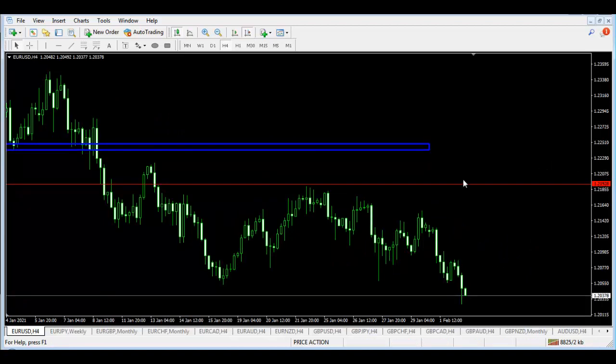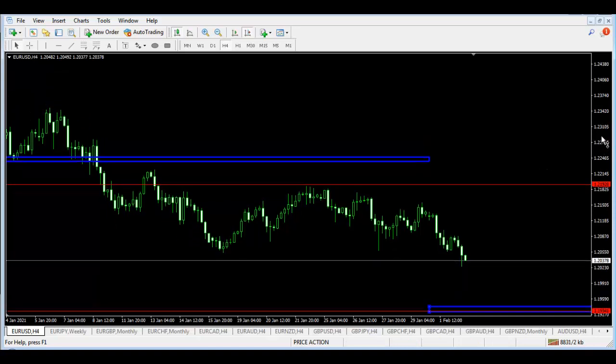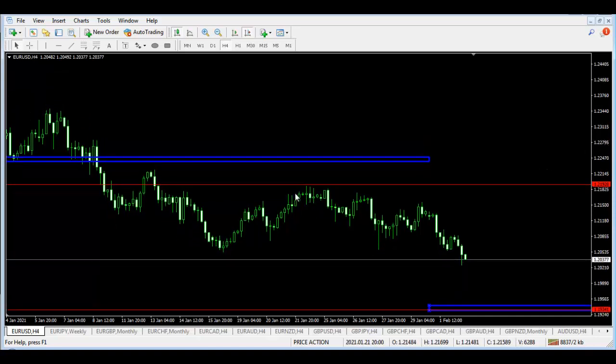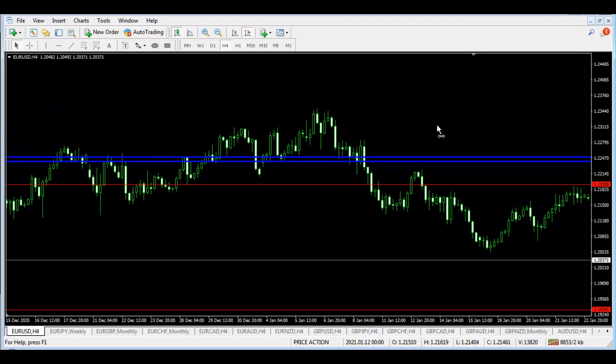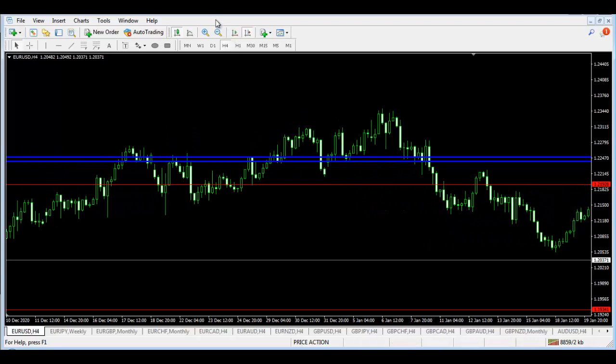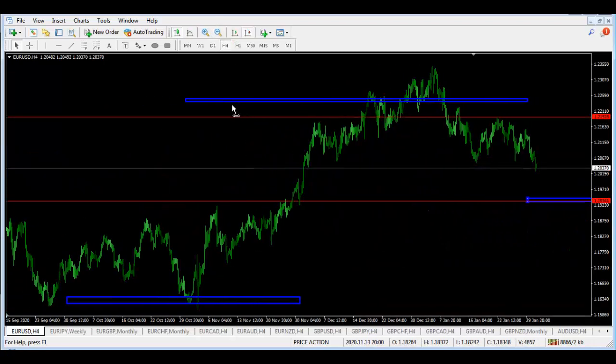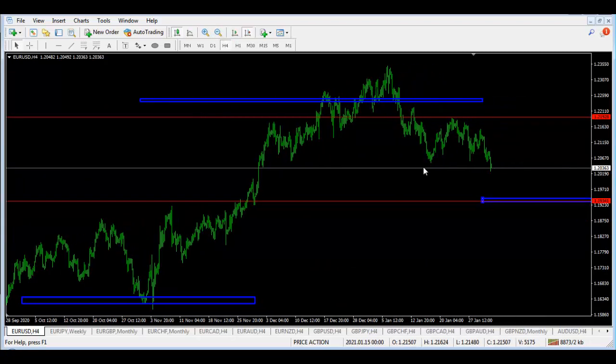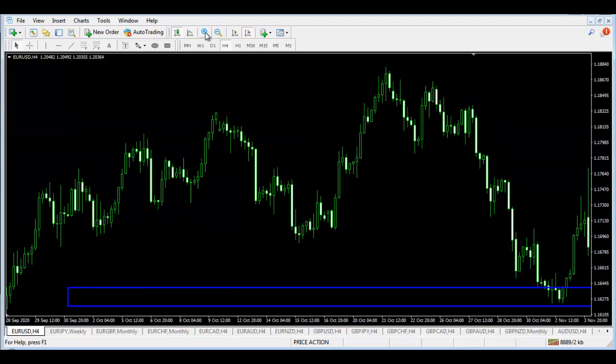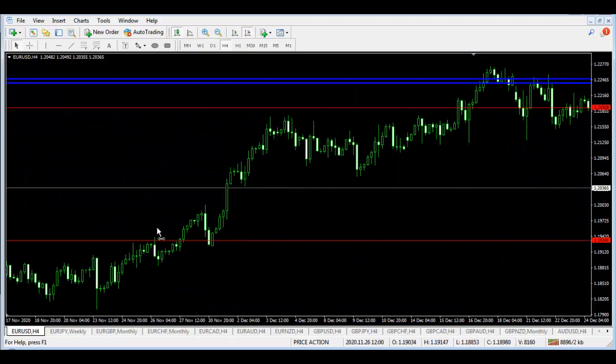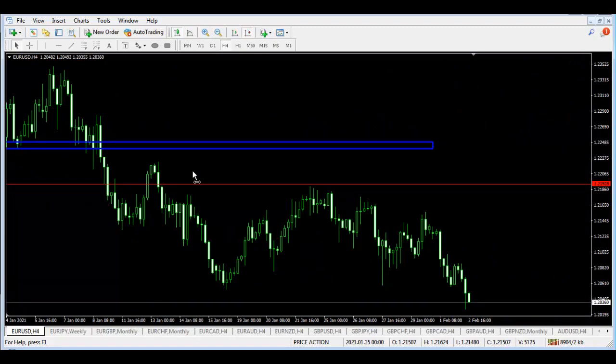You can see here currently the 4-hour is having that retracement from that position there, from this position here. Just close it so you can see a bit better. See from that position there, it's retracing. So let's just go back.